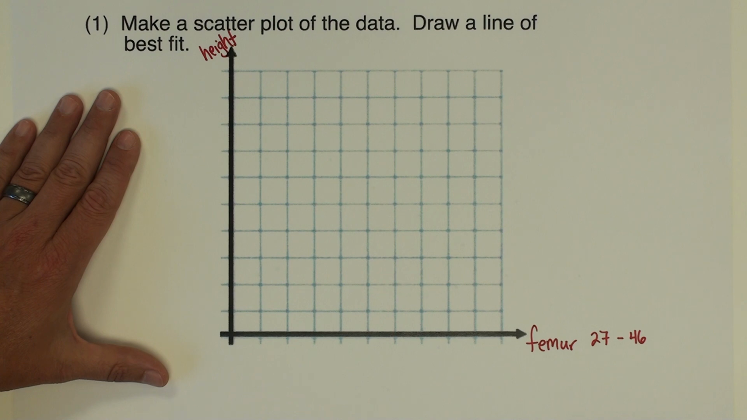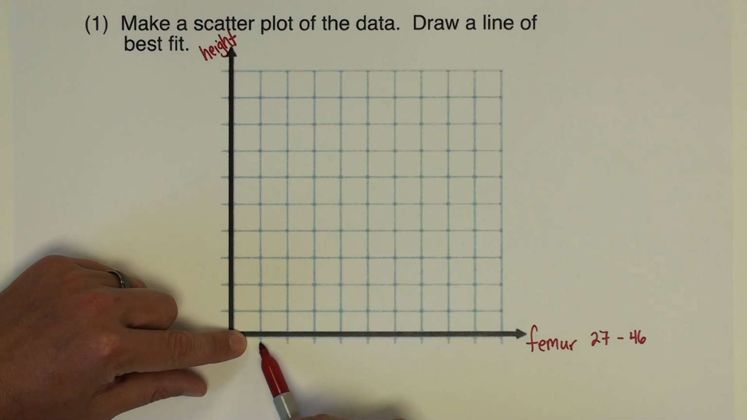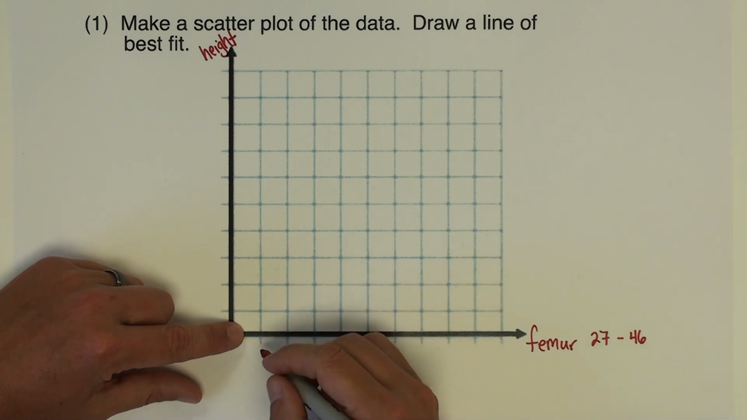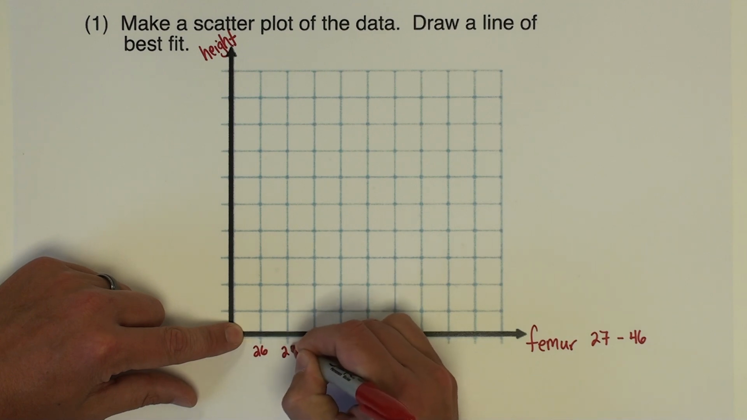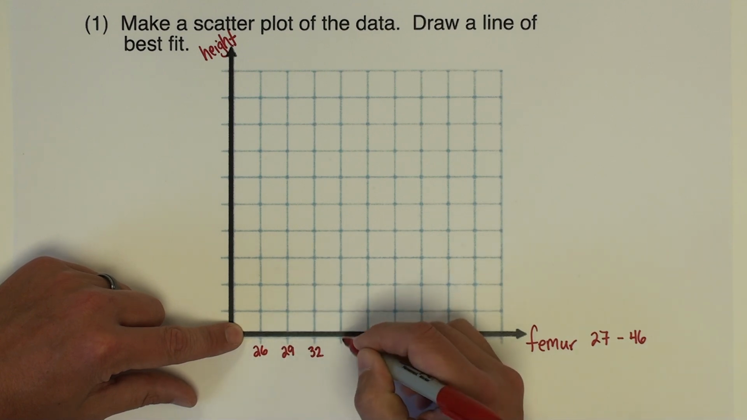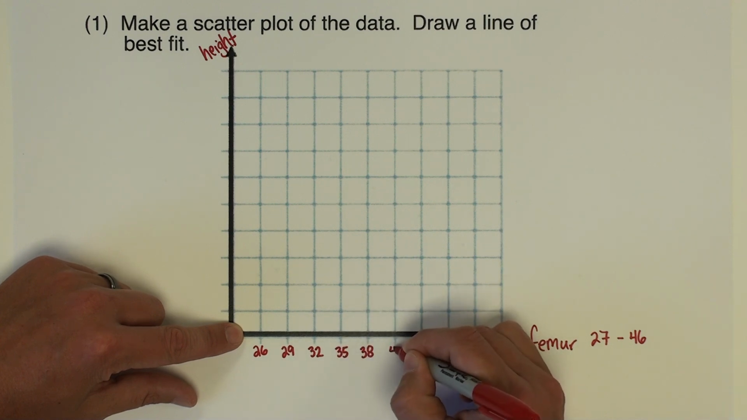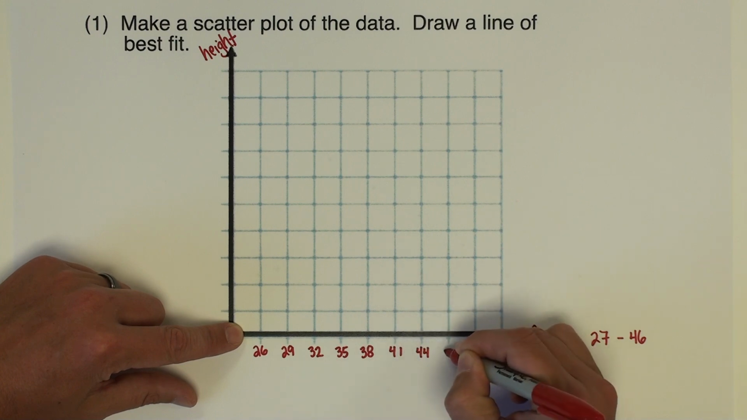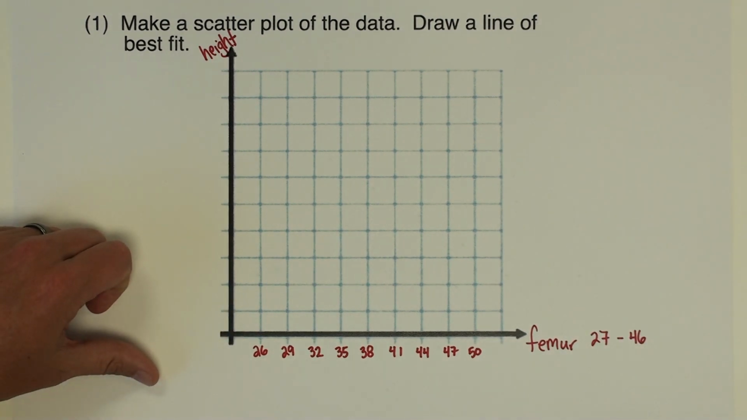I think, let's see if we can count by threes. If I go with 24, 27, 30, 33, 36, 39, 42, 45, that's pretty good. I'm going to go ahead and start at 26. And the next would be 29. There's no real right way to do this. I'm going to let you do this how you want to do it. Okay, so that should fit everything going all the way through 46.